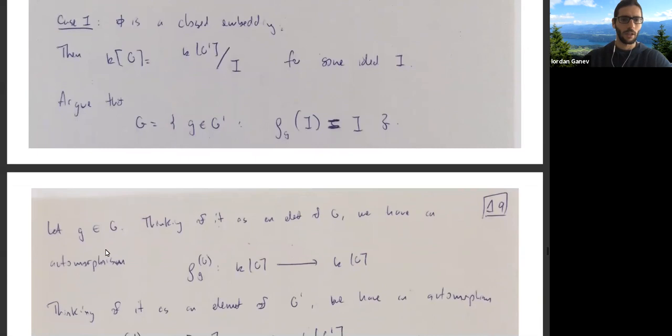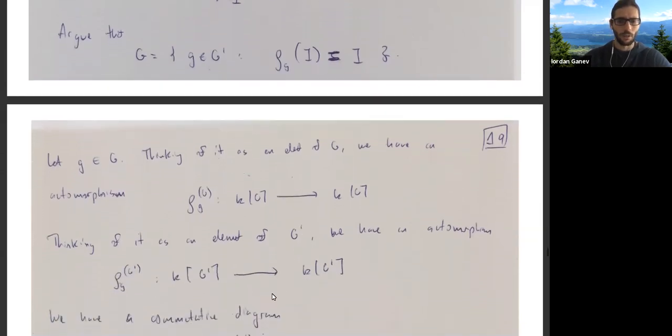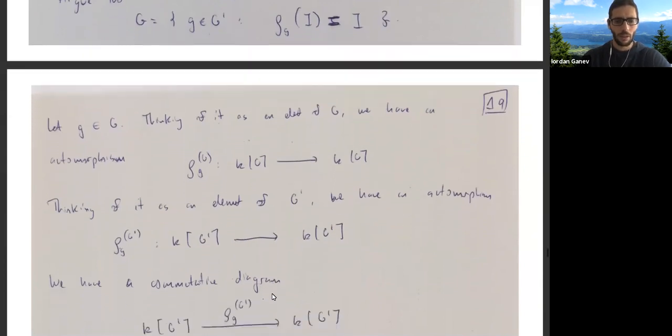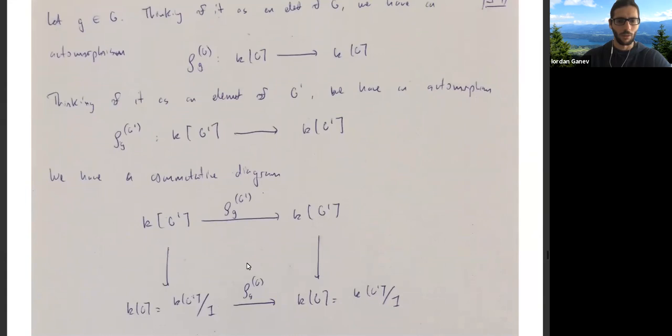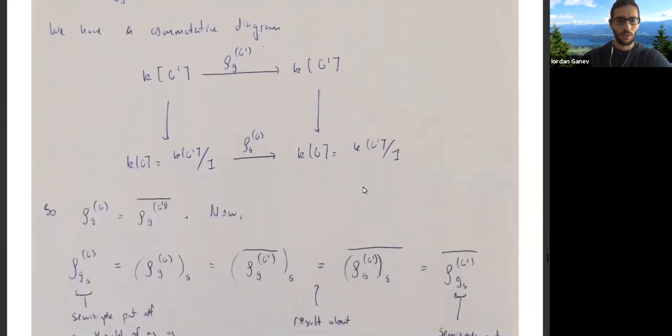If we have an element in G, we can think of it either as an element of G or an element of G prime, since phi is a closed embedding. If we think of it as an element of G, then we have this automorphism of K brackets G. And if we think of it as an element in G prime, then we have an automorphism of G prime. And how are these two things related? Well, there's a commutative diagram that relates the two. Since we know that the G prime map preserves this ideal I, we have this commutative diagram. And so then we use this fact.